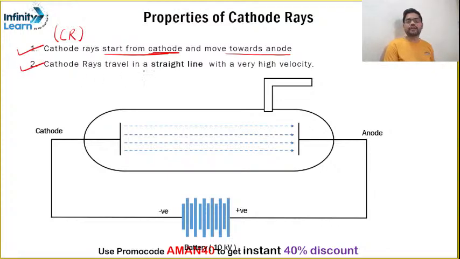Second, cathode rays travel in a straight line. How was it found that they travel in a straight line? What they did was put some object in between, a dense object. Like for example, suppose this dense object is kept.